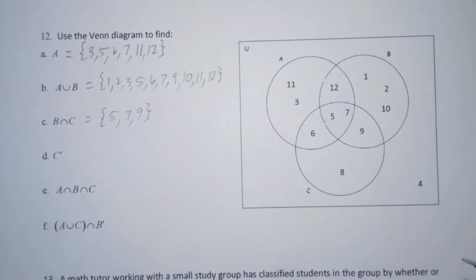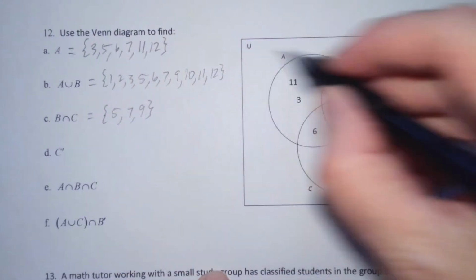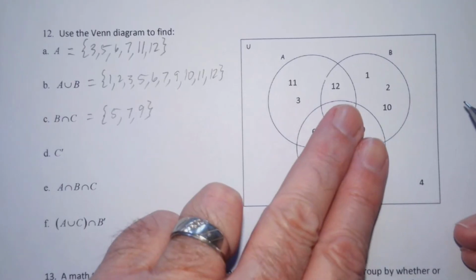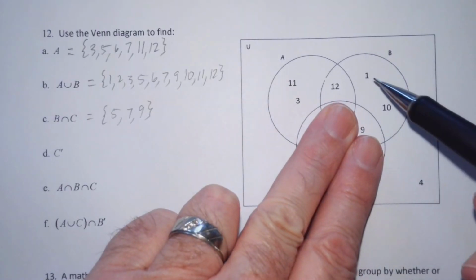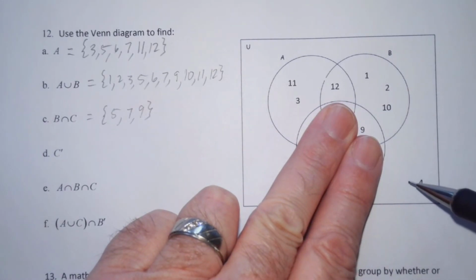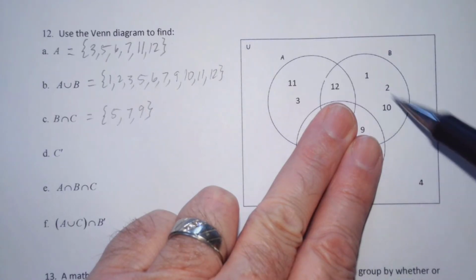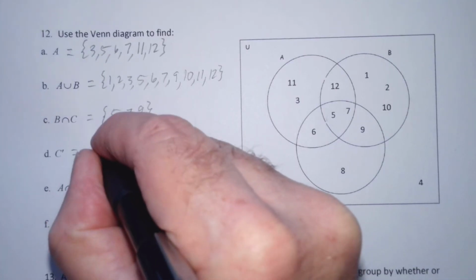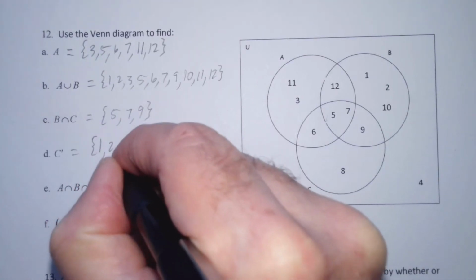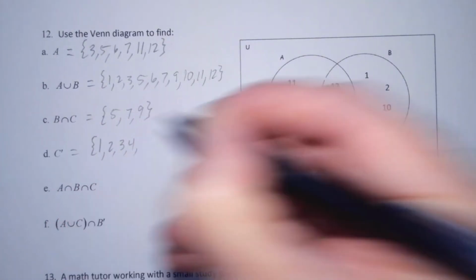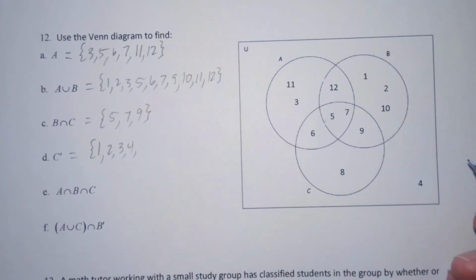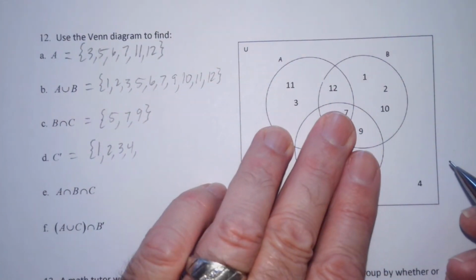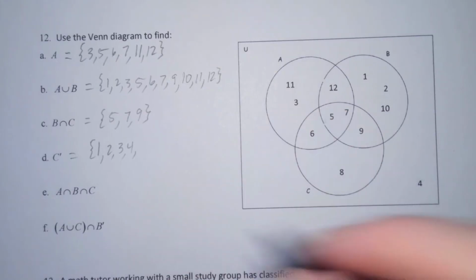Not C, or the complement of C, is everything in the universal set that's not in C. So we've got 1, 2, 3, 4, 10, 11, 12. Let's see, not C: 10, 11, 12.